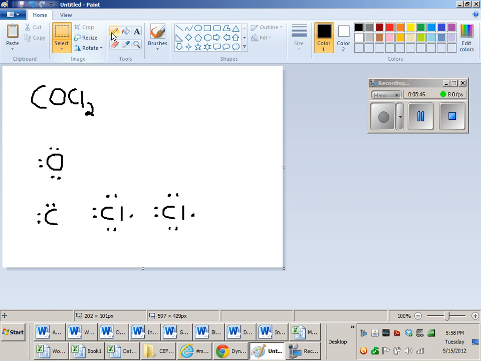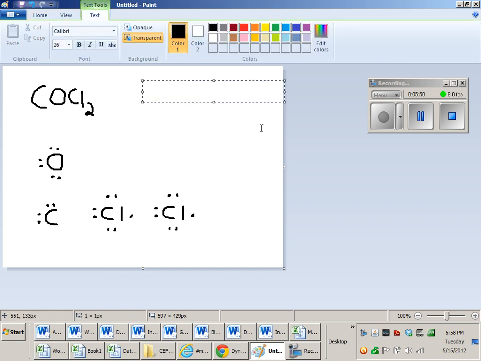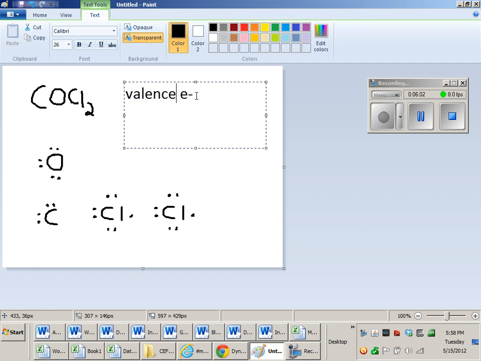So let's do a little bit of math to figure out how many bonds and how many valence electrons total we have. So we're going to figure out, or I guess tally, how many valence electrons we start with.